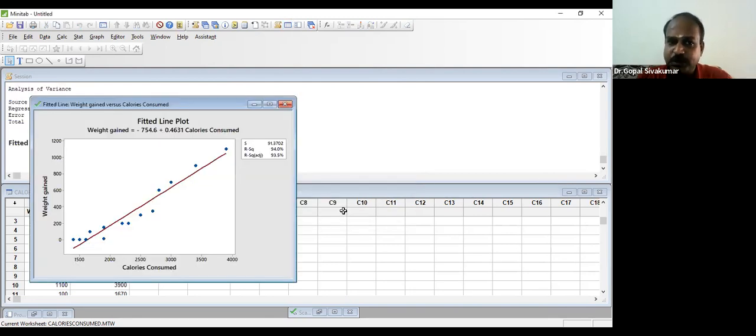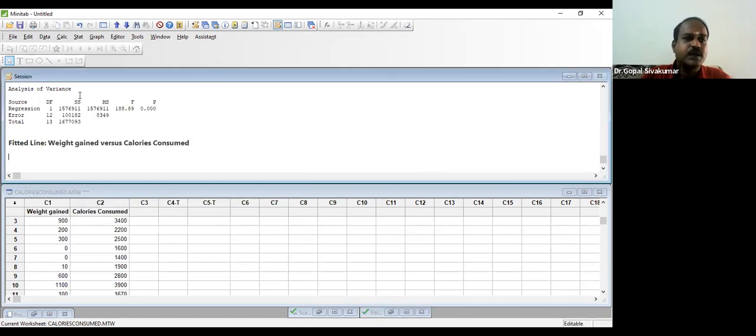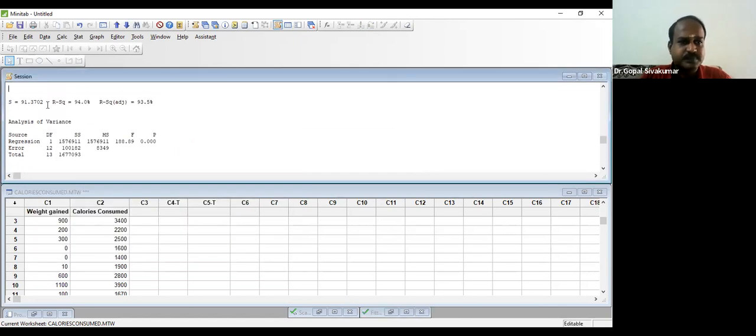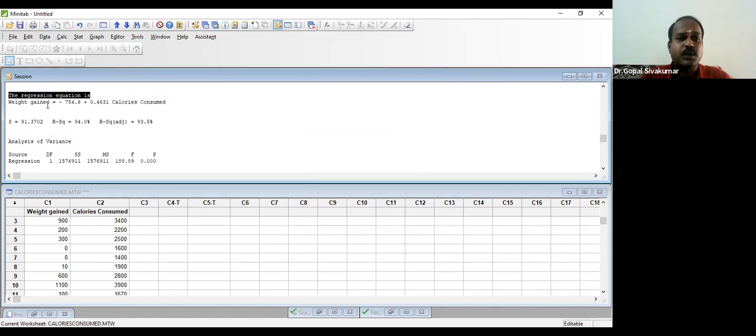And now the regression equation and the regression graph are generated. The regression line is visible and the equation is available. Minimize this and go to the session window. See here, the regression equation is available. The model summary is available. What is your R square? 94%. Adjusted R square is also close to 94%.